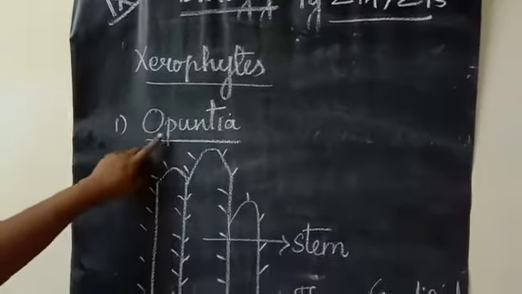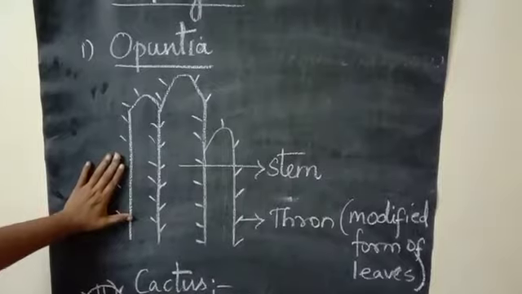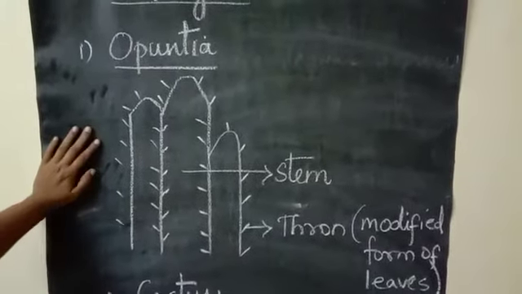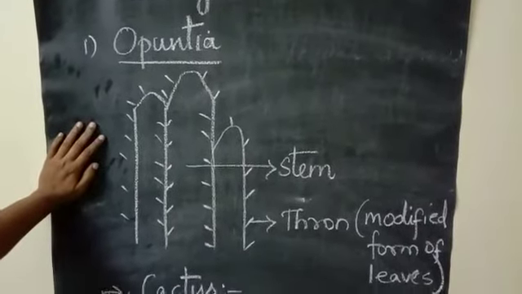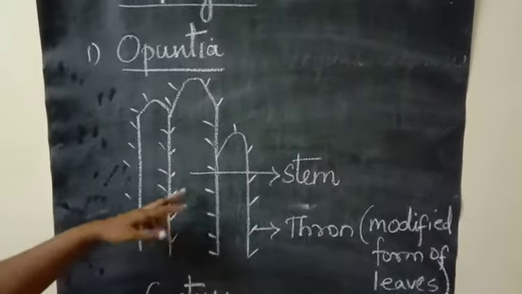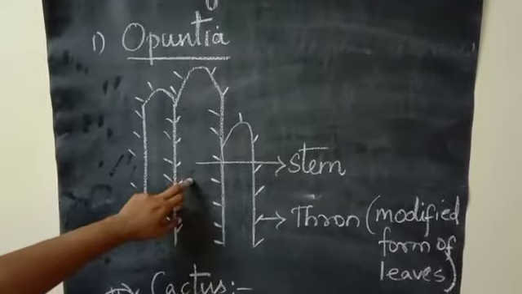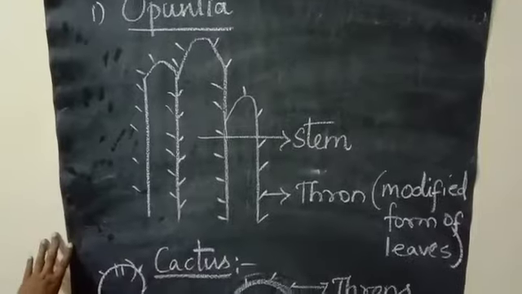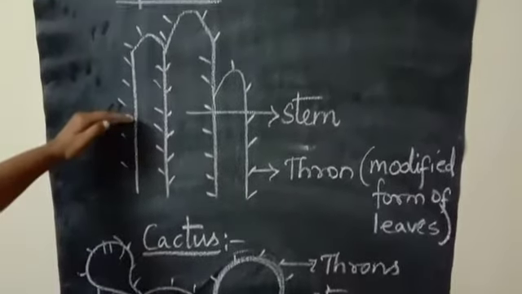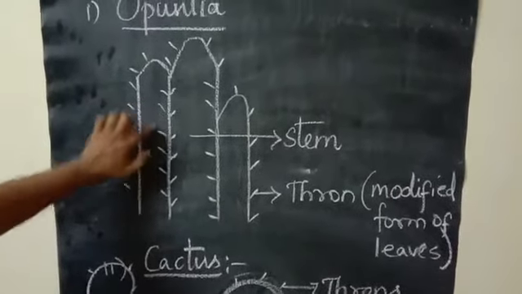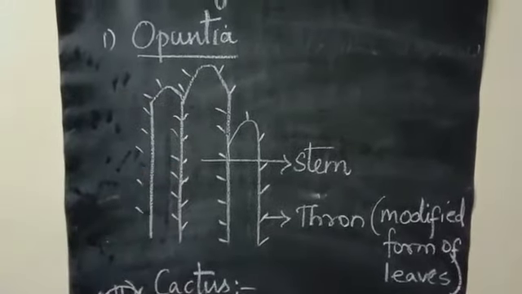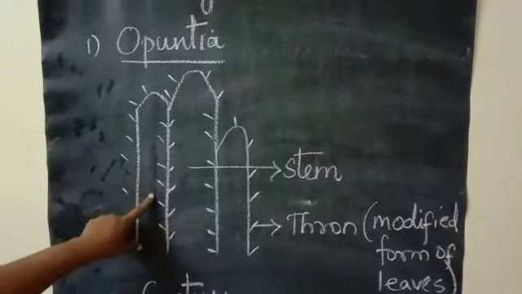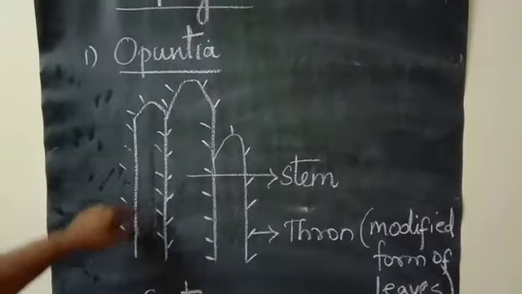See the diagram here. Opuntia plant we can usually see in dry areas. So this is the stem region, and the thorns are present all over the plant. The thorns are nothing but the modified form of leaves here. And when you cut the stem, you can see that a large amount of water is present in the stem region, and you can drink it also. Nothing will happen to you. And sometimes they are flowering plants also, we can say, the flowers are up here.